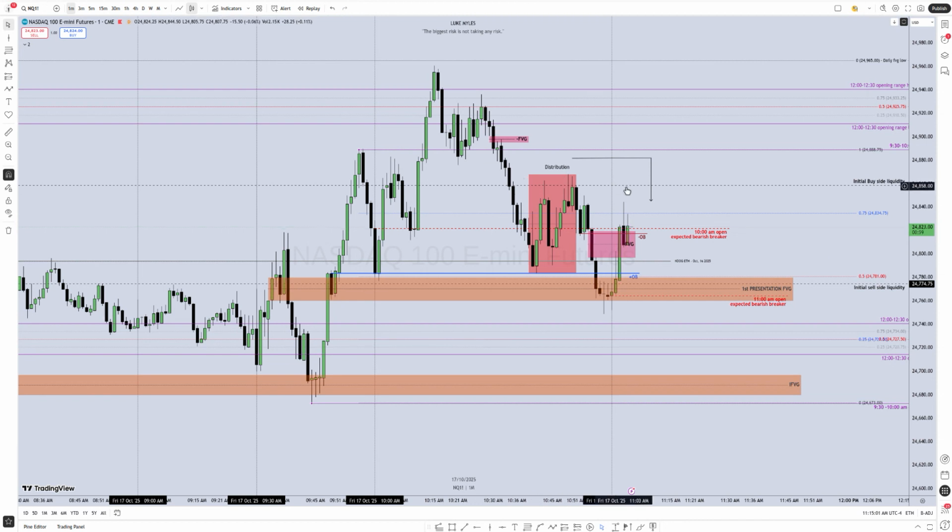It is imbalance. Last line of defense is initial buy side liquidity. This dashed line, this is my last line of defense since here. If we go above that and close above it, then I'm out. I'm no longer interested in that.